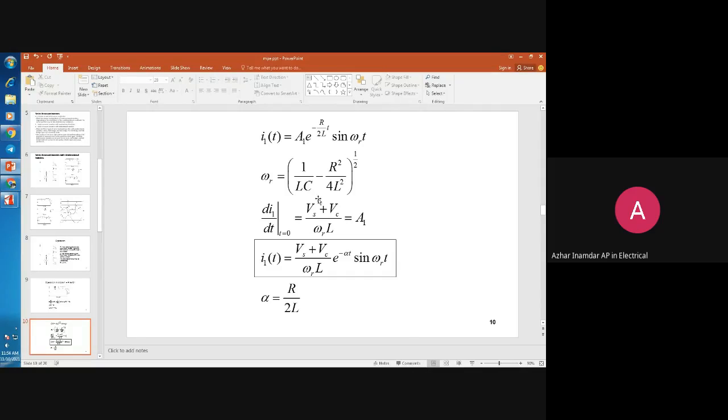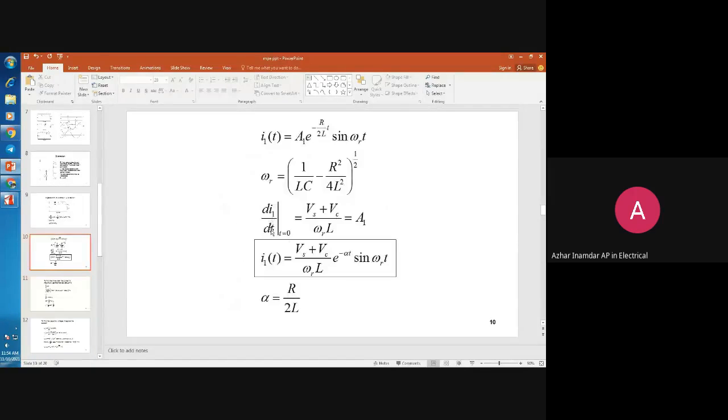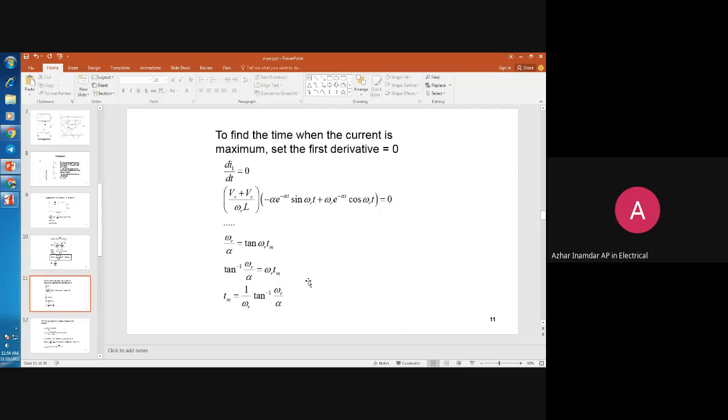And next, this constant A1 can be found out by the initial conditions. The initial conditions are given here: di1 upon dt at t equals 0 equals Vs plus Vc upon omega r L. So this is your A1. By using these initial conditions, you can find the value of A1. And in this equation, you have just replaced A1 with this expression, and alpha here, in e to the power minus alpha t, is R upon 2L. And next we have to find out the Tm.